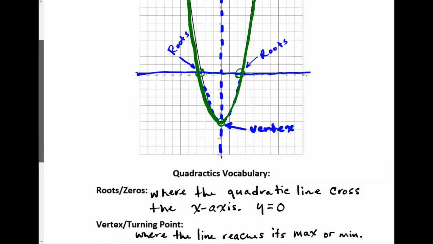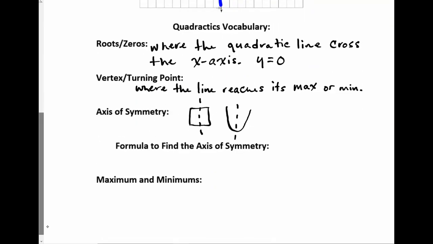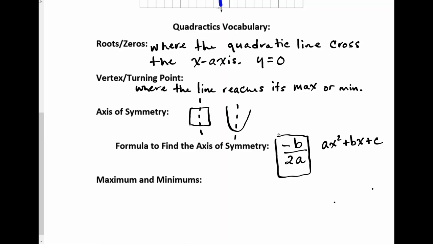So, how do I figure out what the equation for that line is? Well, there's a formula. The formula is negative b over 2a, such that we're talking about ax squared plus bx plus c. Now, I'm just introducing this concept to you today. We will go over this in more depth as we move forward through the unit, but I just wanted to make you aware of this function. Please make a note of that in your notes, okay?